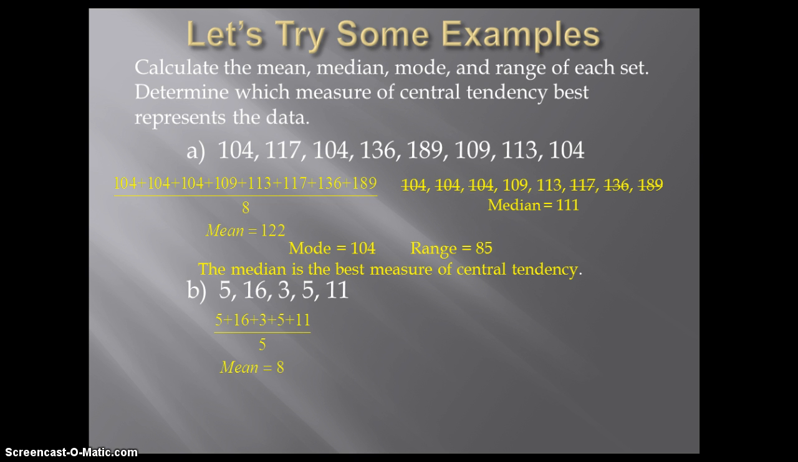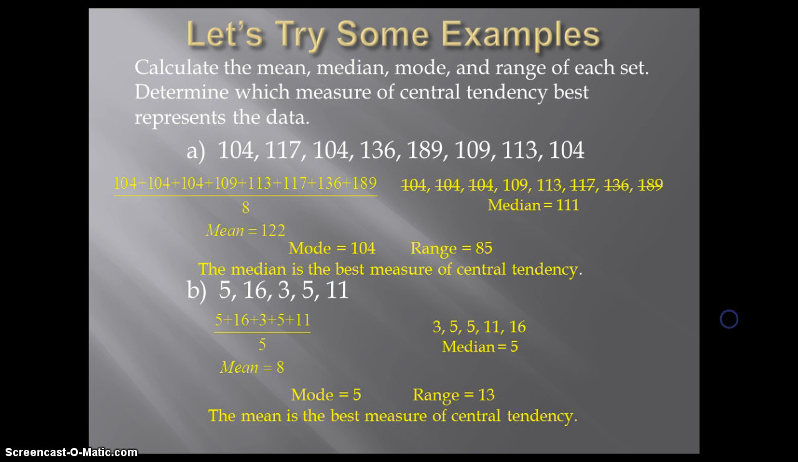Now, look at our second set. Again, I'm going to add up all the numbers, divide by 5, we get a mean of 8. When we order our numbers, our middle number, our median, is going to be 5. The most common value we see, our mode, is 5. And if we take the biggest number, 16, and the smallest number, 3, and we subtract them, we get the range of 13. Now, when we look at this set, we have a wide variety of numbers, but we don't have one that is just so much different than all the rest of them. So when we decide which measure is best, we're going to vote on the mean.